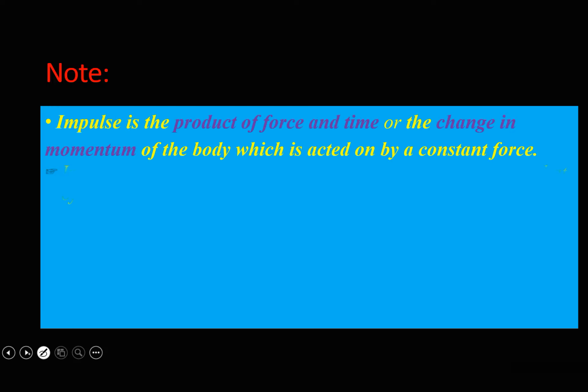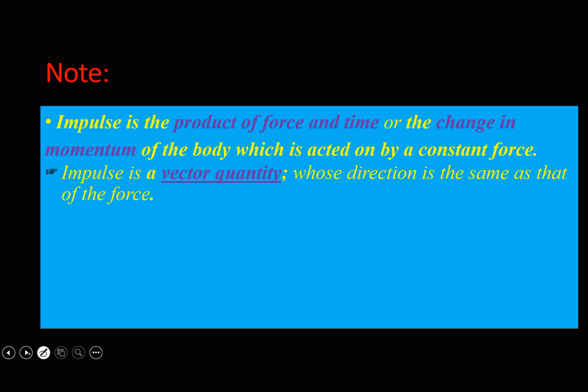A few things we need to note from what we have just explored here. Number one, impulse. We have said impulse is the product of force and time, or the change in momentum of the body, which is acted on by a constant force. And because impulse is a change in momentum, and momentum is a vector quantity, impulse is also a vector quantity.